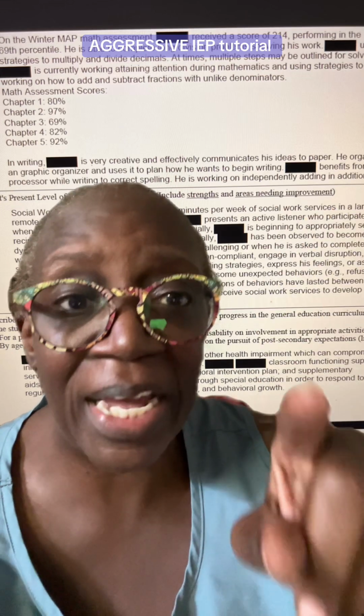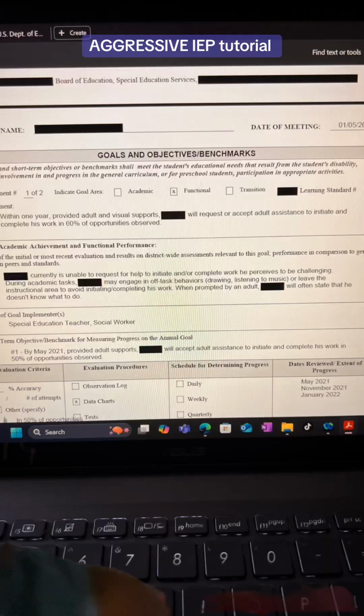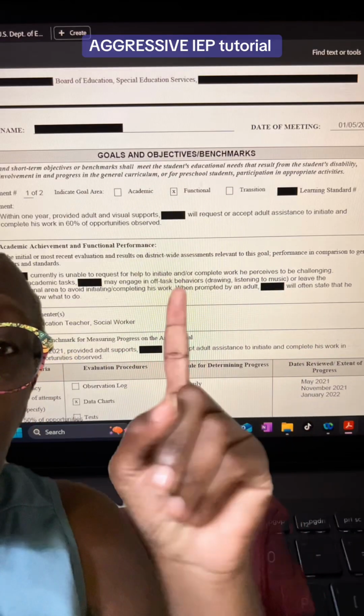So anywhere where you say needs improvement or any areas that is a deficit, that's where you get out your trusty dusty highlighter, you highlight it, and you expect that area to show up in the goals later on in the IEP. Got it? Speaking of goals, this is the goals section.